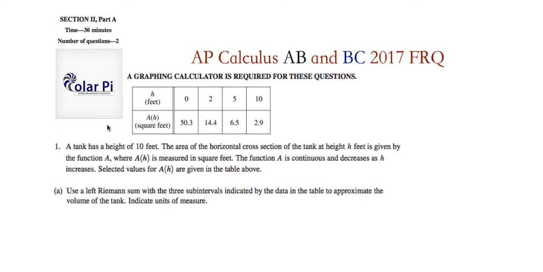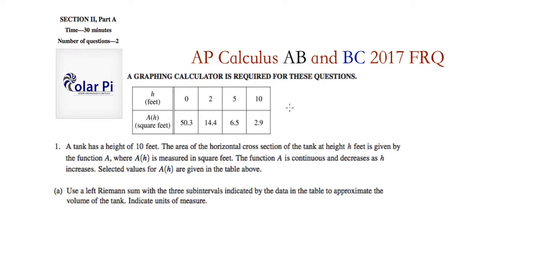Hey guys, welcome. So, problem one, part A here. By the way, problem one appeared on both the AB and BC 2017 FRQ. We're in part A, which means we're allowed calculators for the first two problems in the FRQ. Part B is the last four questions, where you're not allowed calculators. Anyway, the AB and BC exams in total have about 3 overlapping questions, and this is the first of them on the 2017 exam.